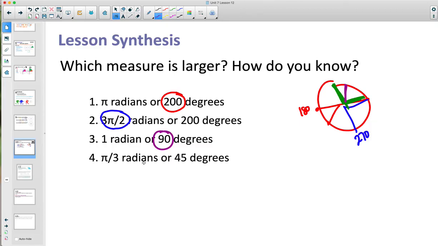And then pi over 3 versus 45. Well, we know that 45 is 1/4 of the top, and pi over 3 is 1/3 of the top. So we know that this is going to be the larger angle.